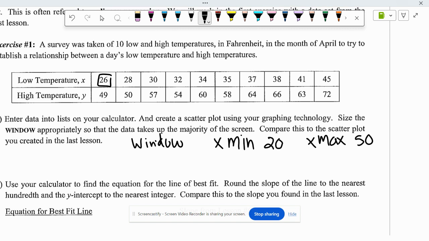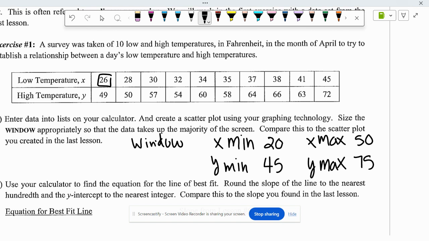Now we're going to arrow down to the y minimum. Do you guys see that? What is our minimum value on our y? So how about if we set our y minimum at 45? And what is our maximum value on our y? So let's set it at 75. So 45 and 75. This is going to make it so when we make our scatter plot, it's right in our face. Like we can see it perfectly.